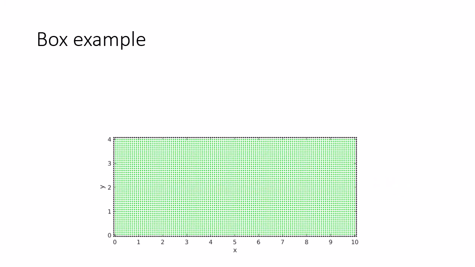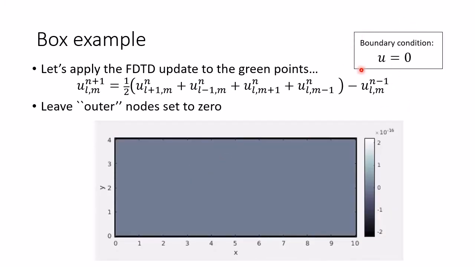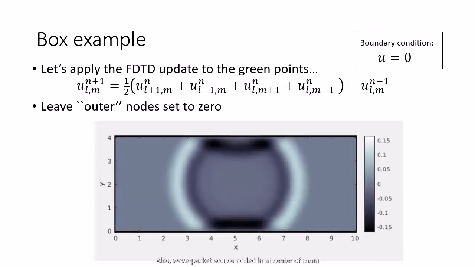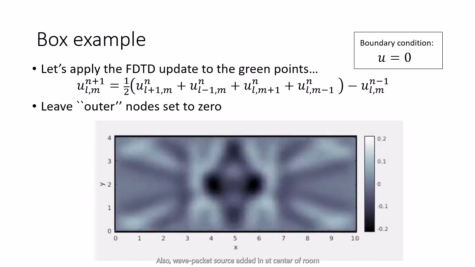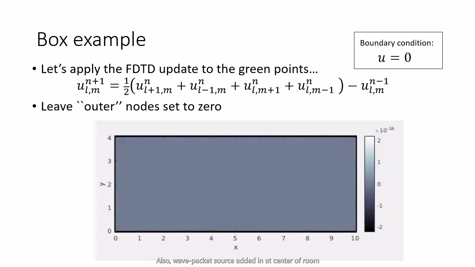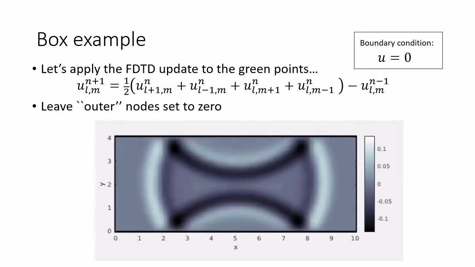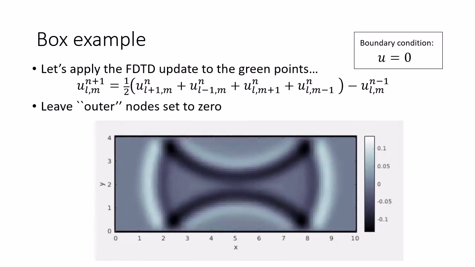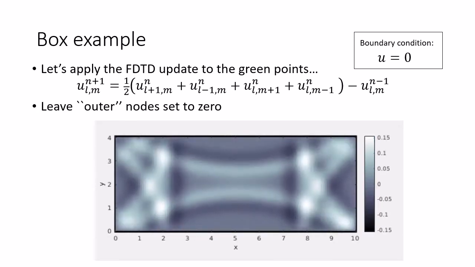What we're going to do is simply apply that update equation that we derived to the green points, and we'll leave the black points set to 0. So implicitly this is our boundary condition: U is equal to 0 at the boundary. If we look at what happens, we get wave propagation and reflections off of walls. But if you look more closely, you'll notice that we get phase inversion at the wall reflection, which is not what you want for a room. This is in fact what you would see in a membrane. So we're simulating a membrane, not a room.